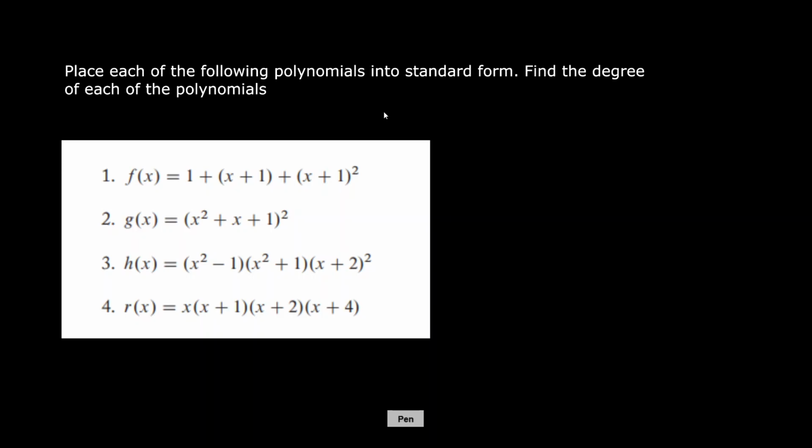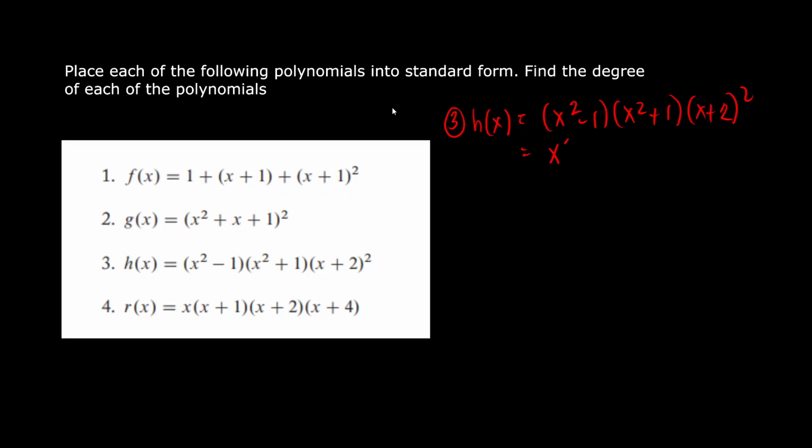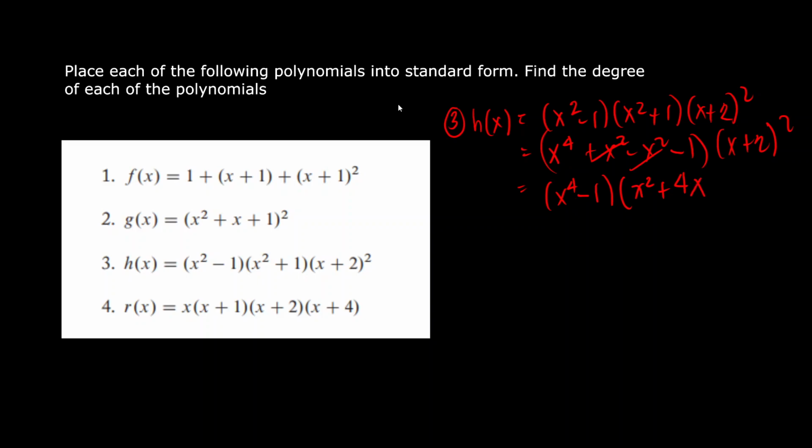Number 3 tayo. H of x is equals to x squared minus 1 times x squared plus 1 times x plus 2 squared. Pwede nating simplify muna itong dalawa. So, this is equivalent to x to the 4th plus x squared minus x squared minus 1 times x plus 2 squared. Cancel, so x to the 4th minus 1 times. Expand natin to, this is x squared plus 4x plus 4. And then we expand again.